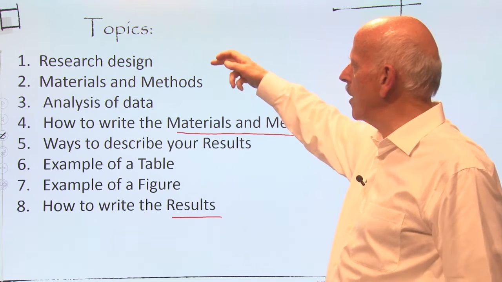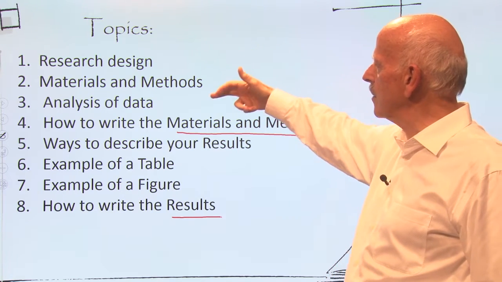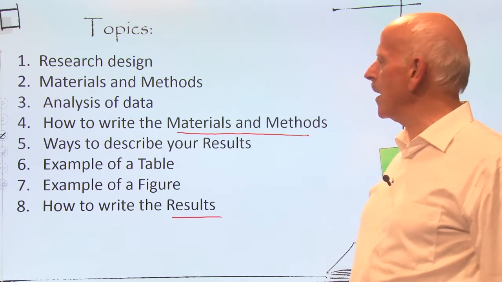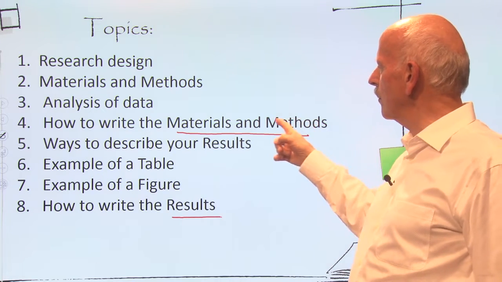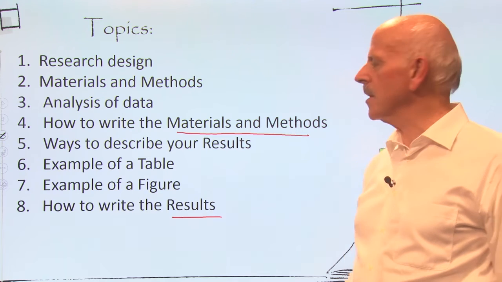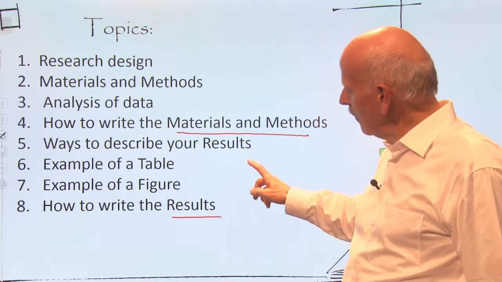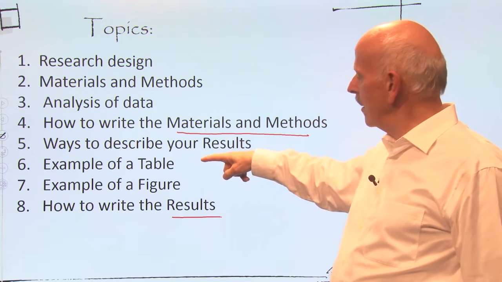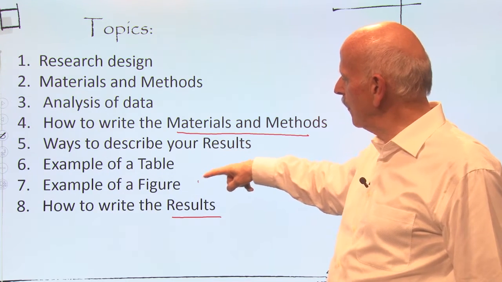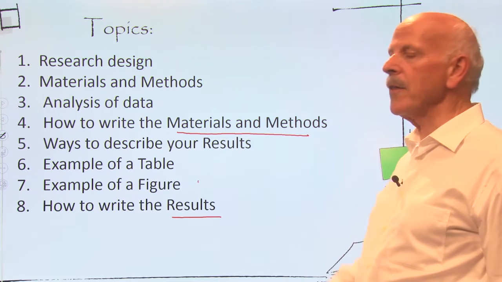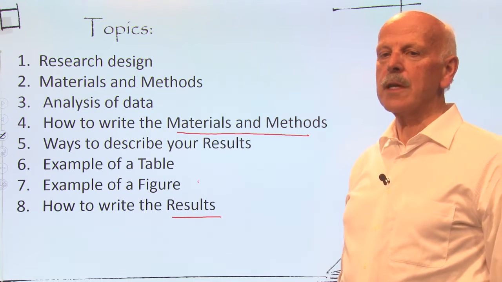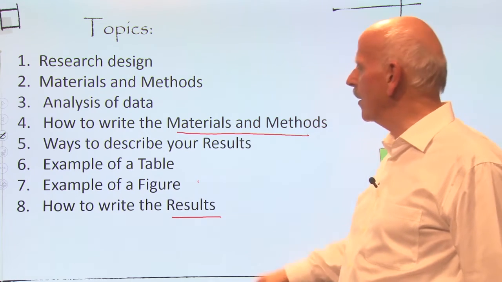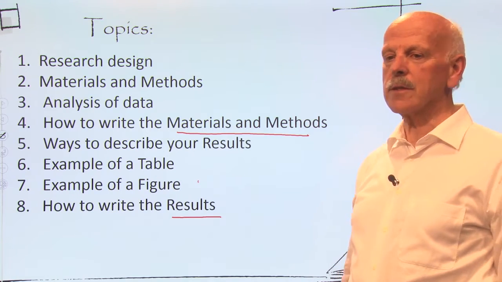Items 1, 2, and 3, research design, materials and methods, and analysis of data, are all part of the section that you'll write on materials and methods. And likewise, for the results section, we're going to be considering whether to include tables and figures, and then other ways to write up the results. So these three parts are included in how we write the results.